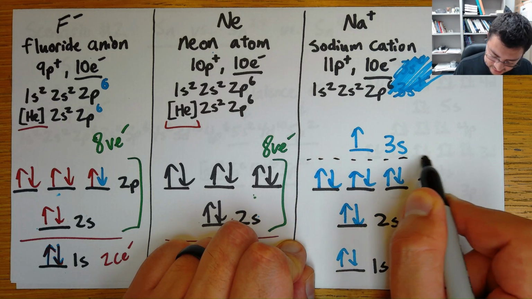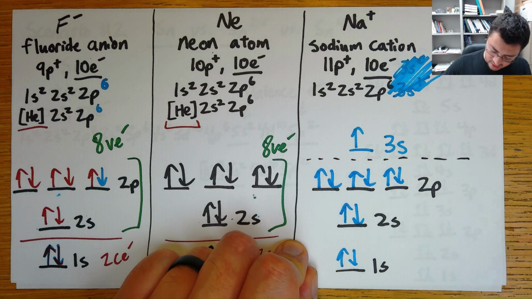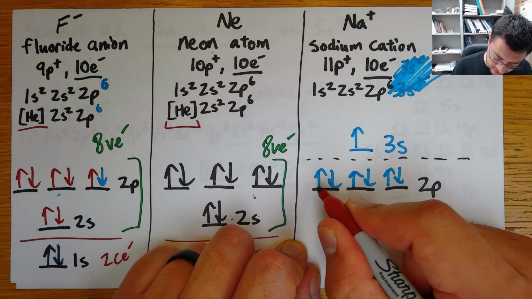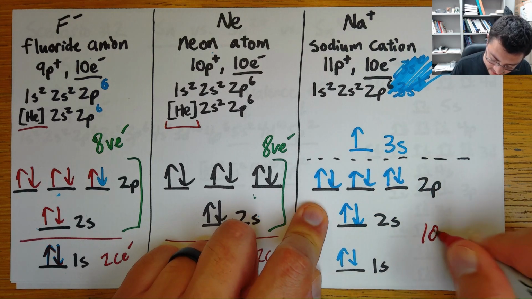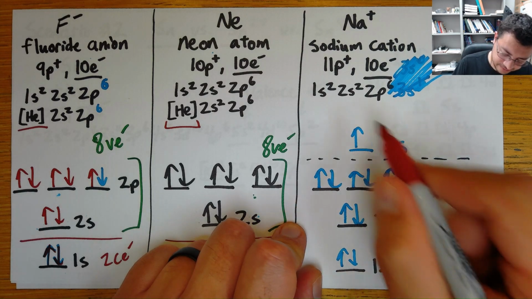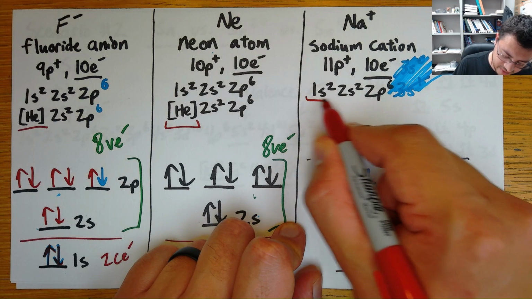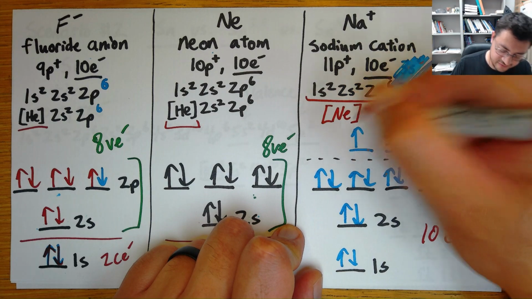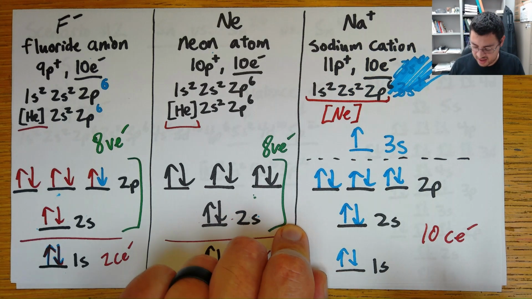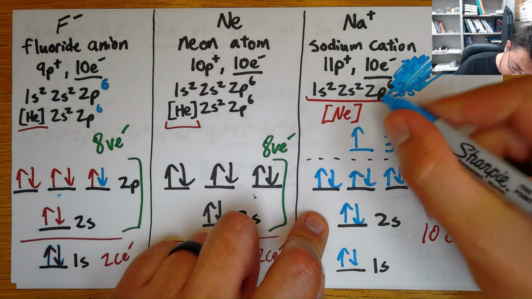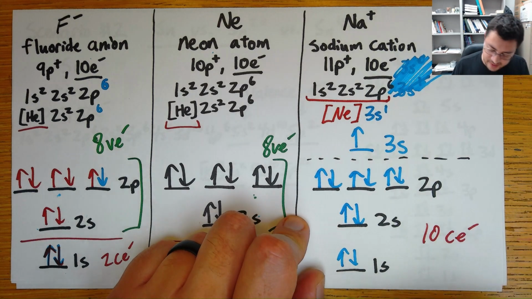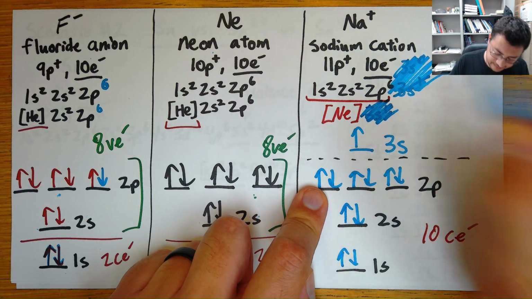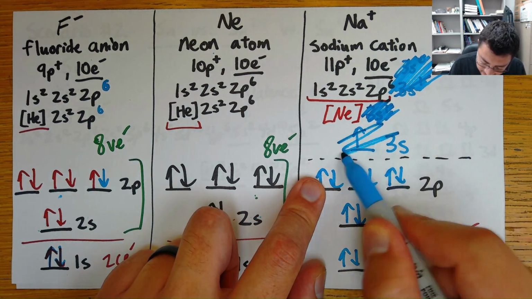All of this right here would be our core electrons. We have 10 core electrons, which would be right here. And this could be rewritten in a condensed electron configuration as neon 3s1. But again, we gave away that electron to fluorine, so now it's gone.